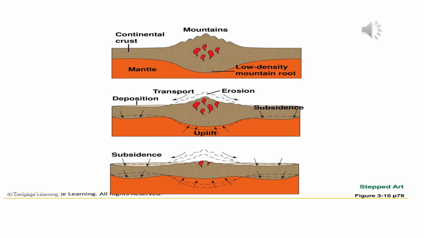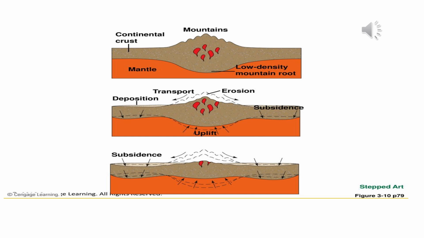Now we're going to look at isostatic adjustment. Isostatic adjustment is when weight is removed or added by erosion. When erosion occurs on the continental crust, the crust will isostatically rise. This is because it is less dense and the mass is removed.